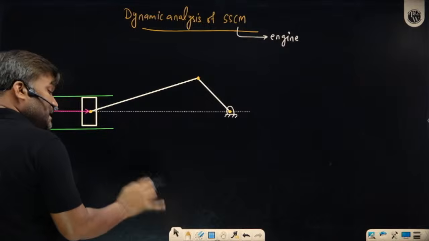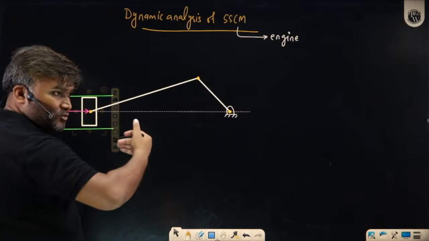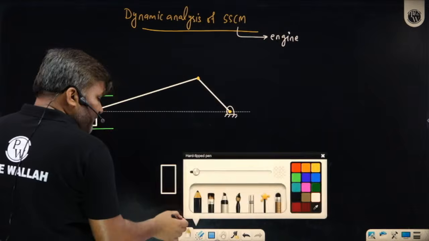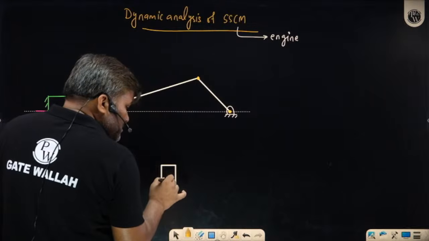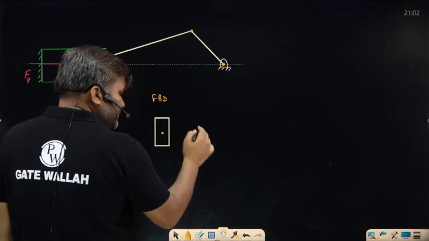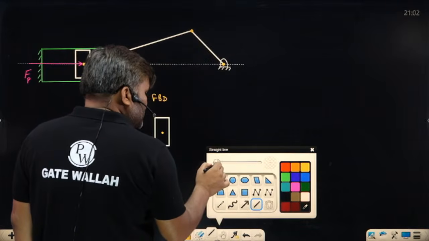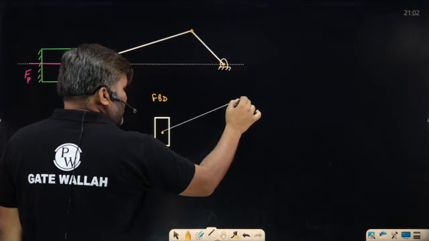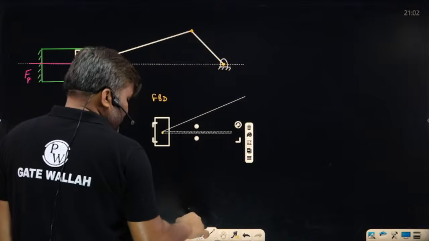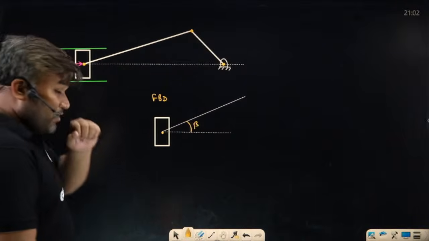Keep that in mind. Why have I gone into this much detail? Because if I make a free body diagram of my piston, how does it look? You have the connecting rod in this direction. How much angle is it making? It is making some beta angle. This is beta angle.